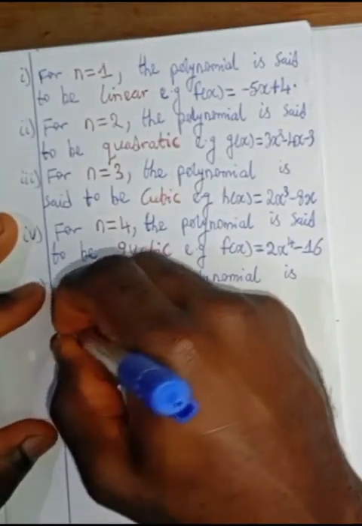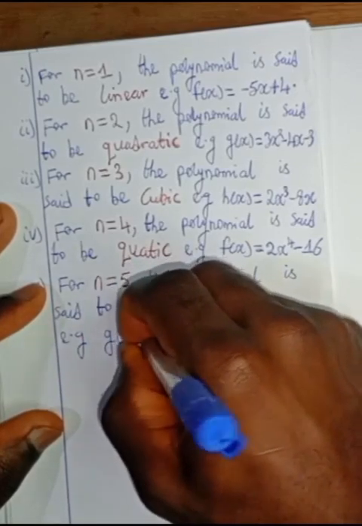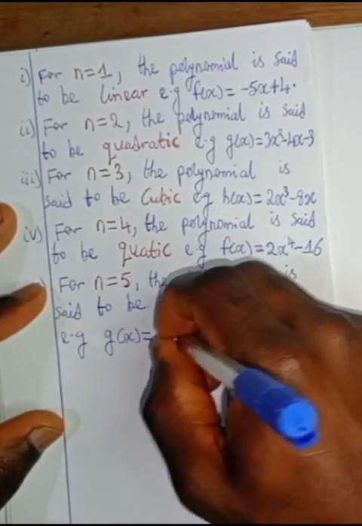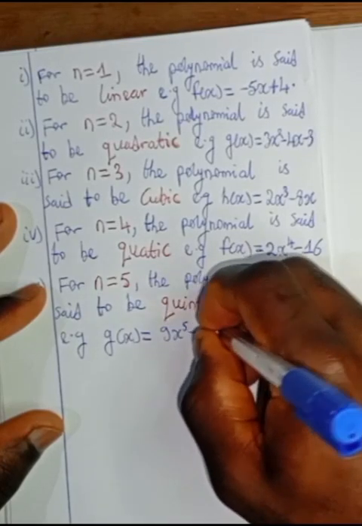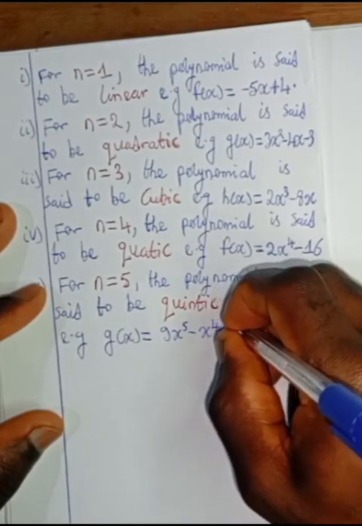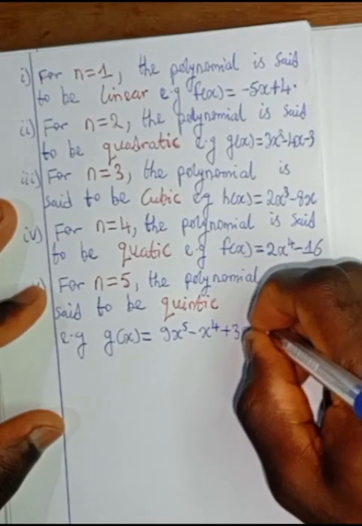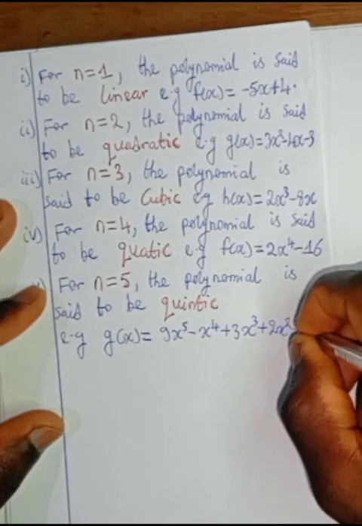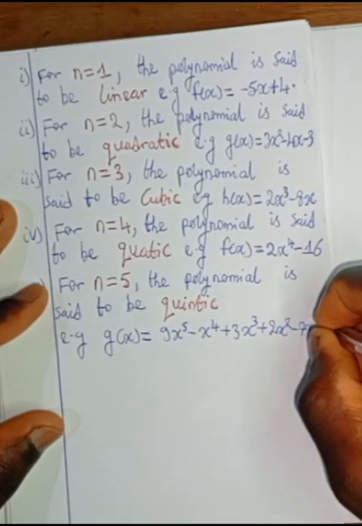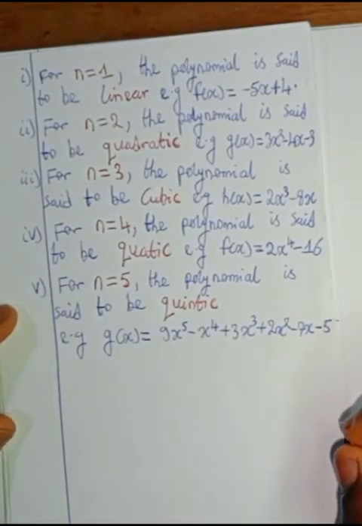E.g., this is an example of a polynomial which is quintic. We have g of x is equal to 9x to the power 5 minus x to the power 4 plus 3x cubed plus 2x squared minus 7x minus 5. This is an example of a polynomial which is quintic.